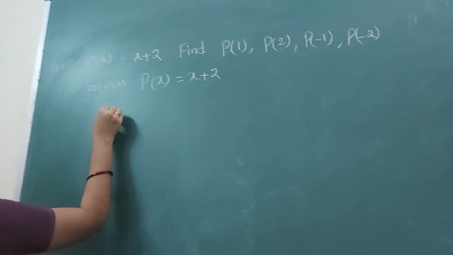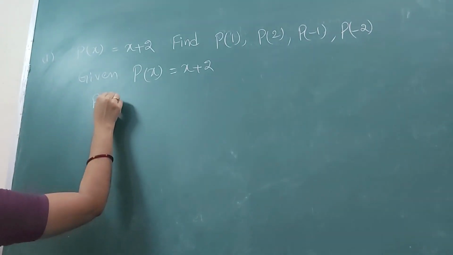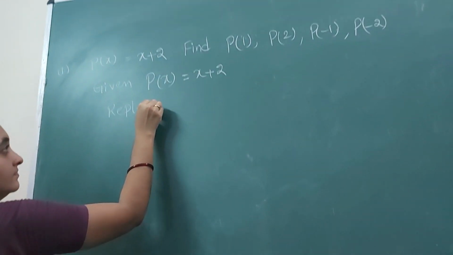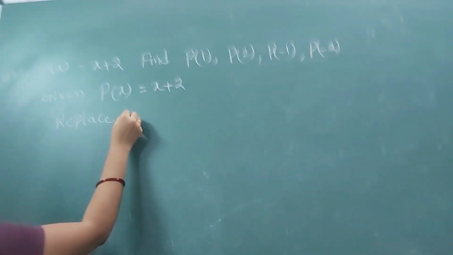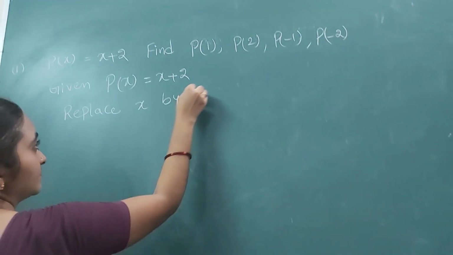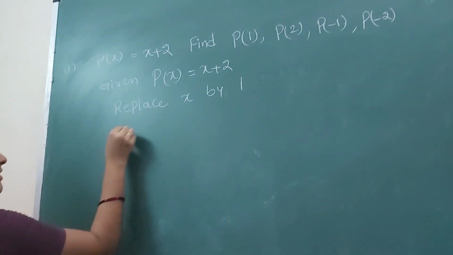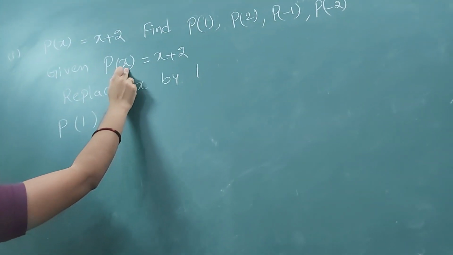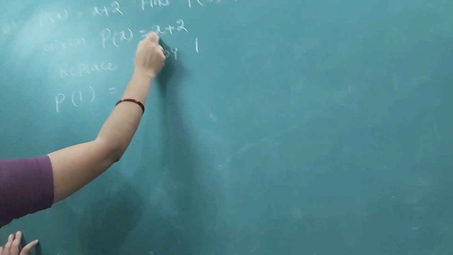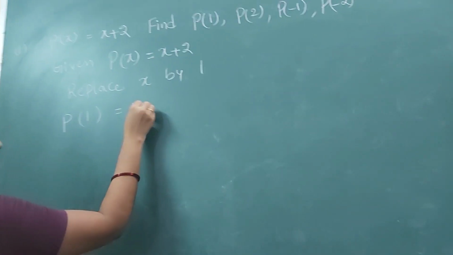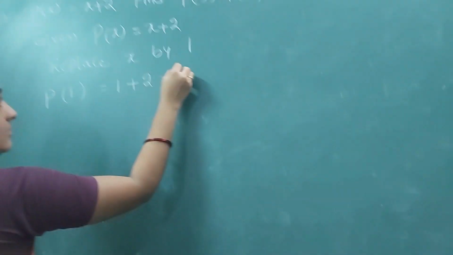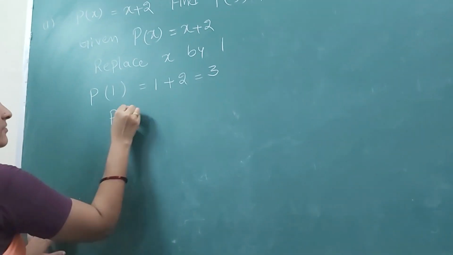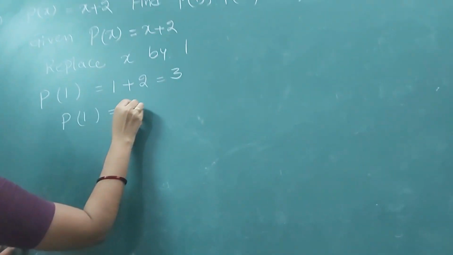So first p of 1 means replace x by 1. So p of 1 is equal to, replace, that means we substitute 1 in the place of x. So here x plus 2, so 1 plus 2 is equal to 3. That means p of 1 is equal to 3.